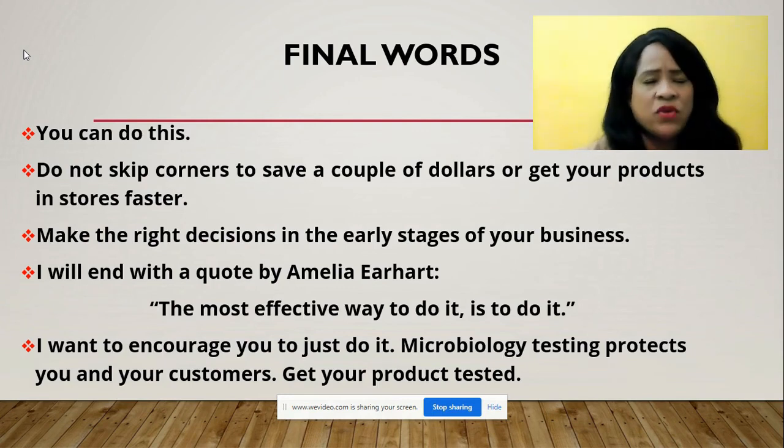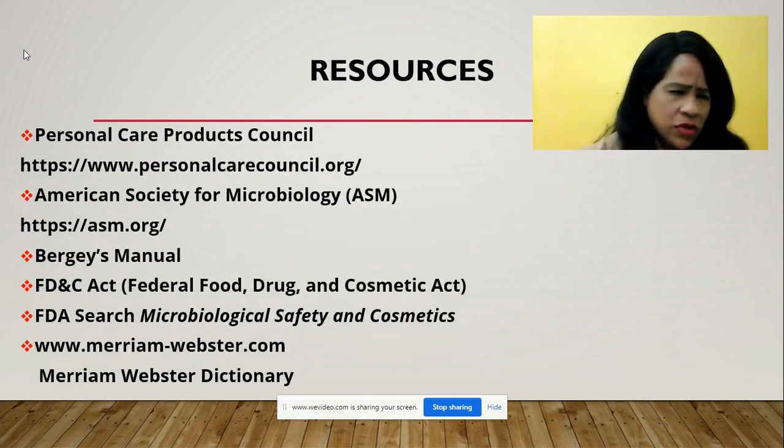And I'm going to end with a quote that I took from Amelia Earhart. She simply says, the most effective way to do it is to do it. I want to encourage you to just do it. Microbiology testing protects you and your customers. Get your products tested. And here are some resources.